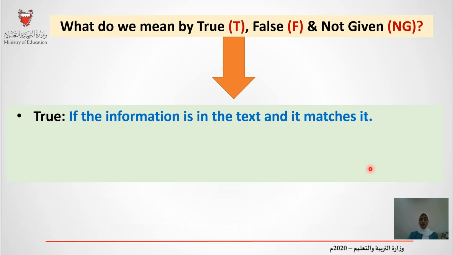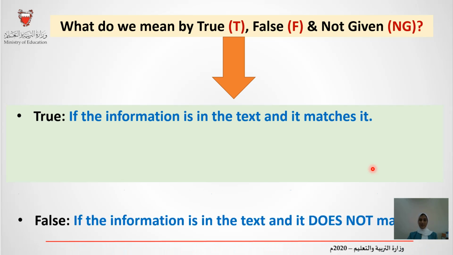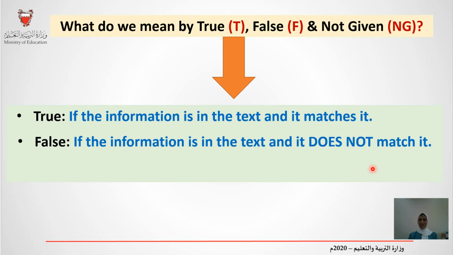Let's start with true. If the information is in the text and it matches it, then the statement is true. So if you get the statement in the question and you look for it in the text and you find that it is the same information, then it is true. As for false, you will get a statement in the question and you see it in the text, but it does not match it. So there is something wrong in the sentence, but it does exist in the reading text.